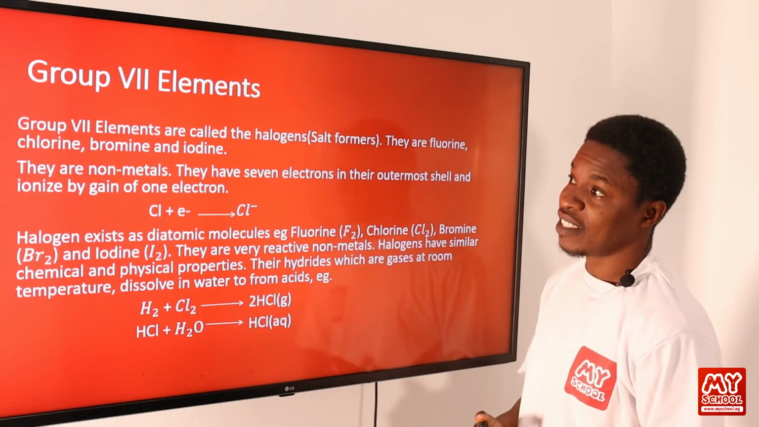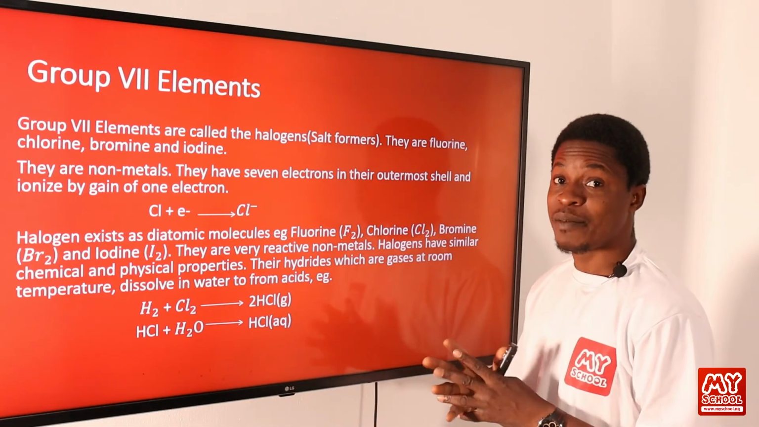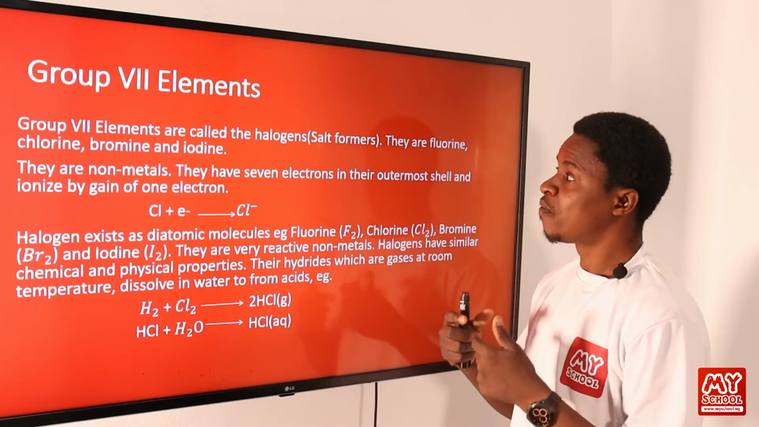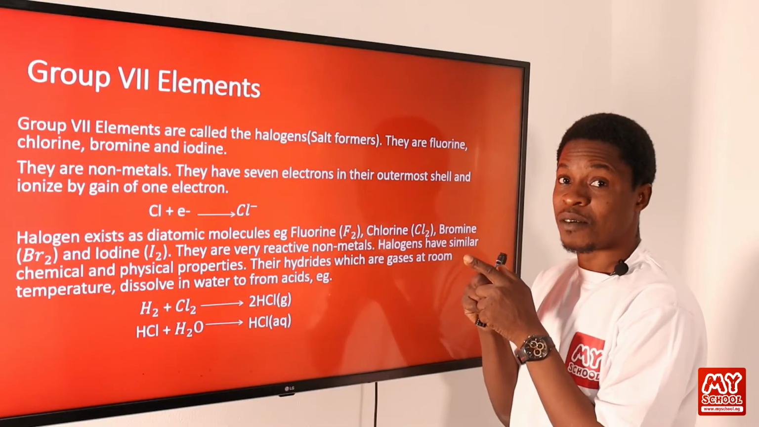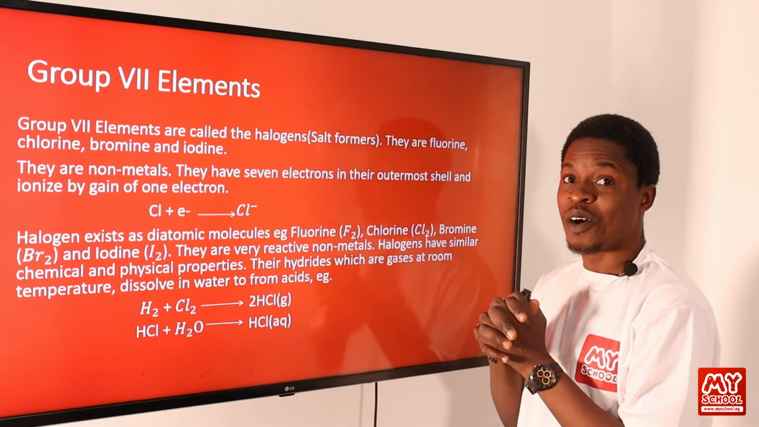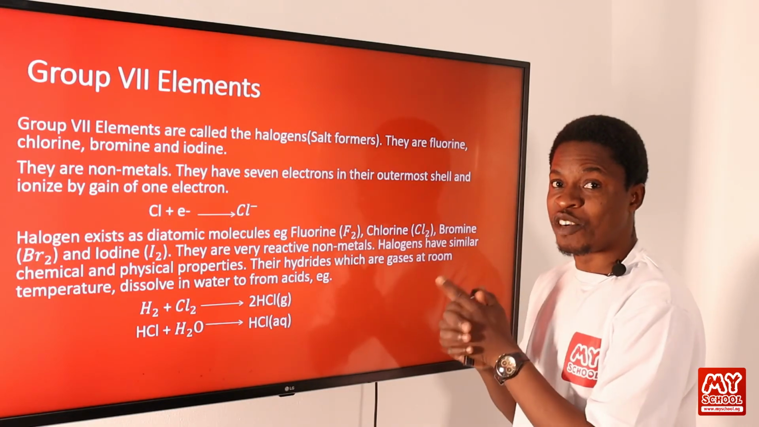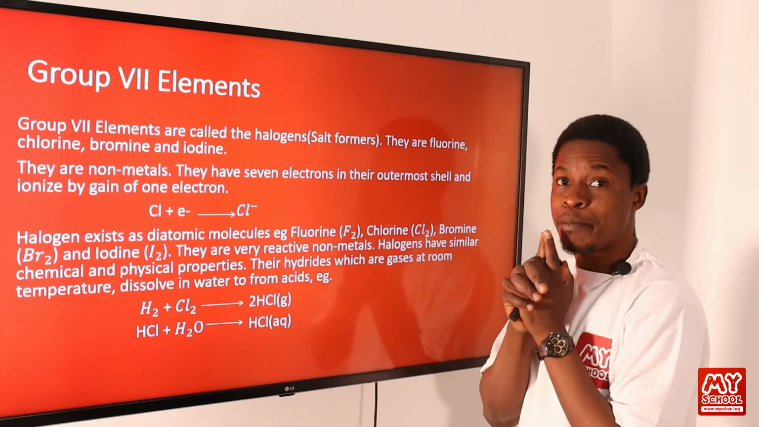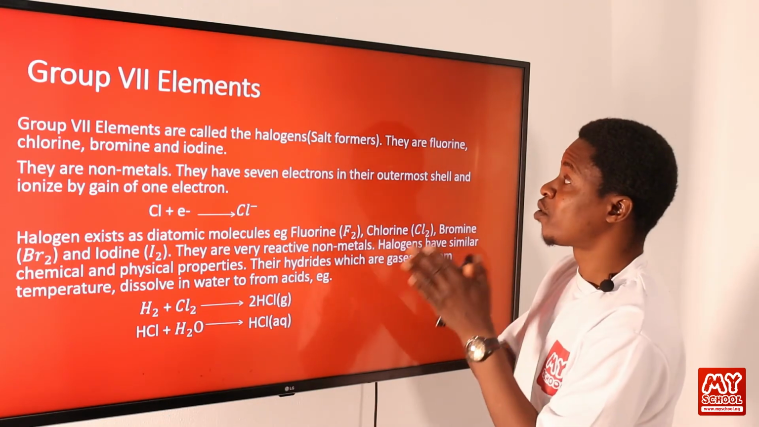Group 7 elements. We talked about this, that they are called halogens. They are called halogens because they are salt formers. In other words, when group 7 elements or non-metals react with metals, we will always have salts formed. Salts will be formed whenever a non-metal, especially the group 7 elements, reacts with a metal. That's why we call them salt formers.